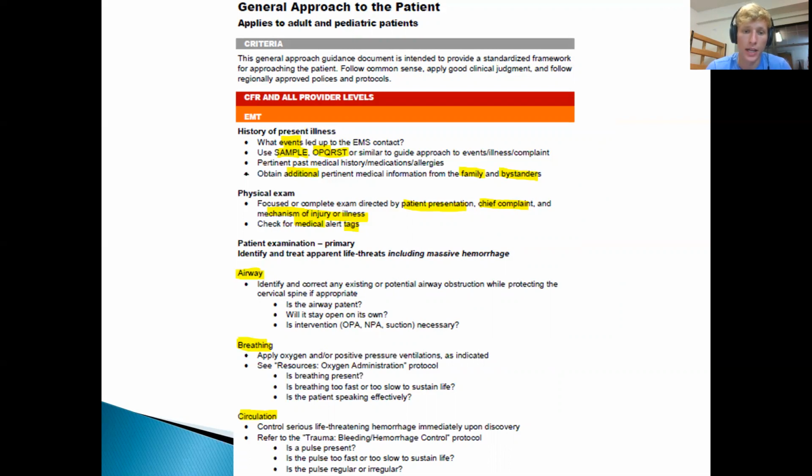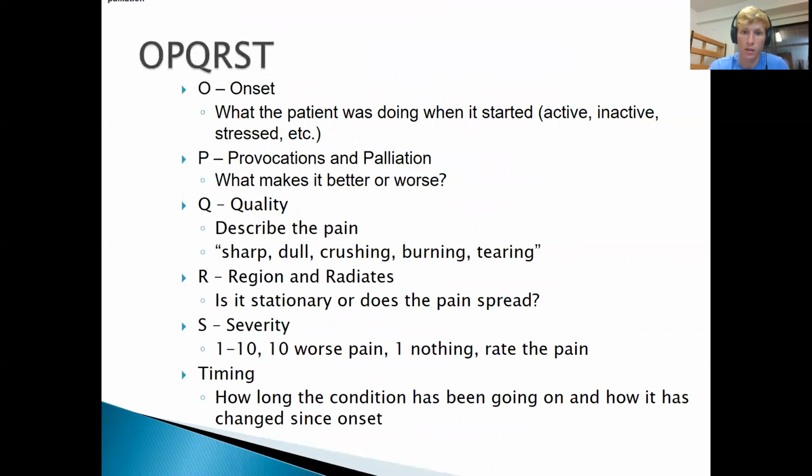Breathing. We have oxygen therapy. Remember, less than 94% and dyspnea, we're going to give oxygen. Is it too fast or too slow to sustain life? Is the patient speaking properly or effectively? Circulation, any serious hemorrhaging, which is our bright red arterial spurts of bleeding. Is the pulse present? Is it too slow or too fast to sustain life? Is it regular or irregular?